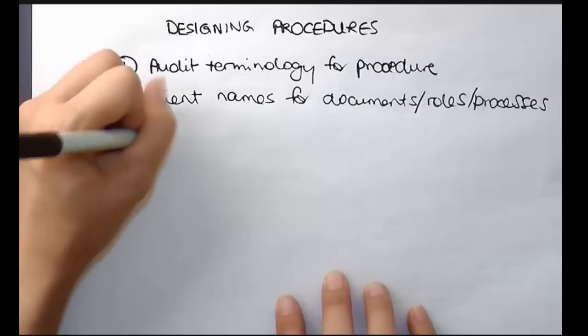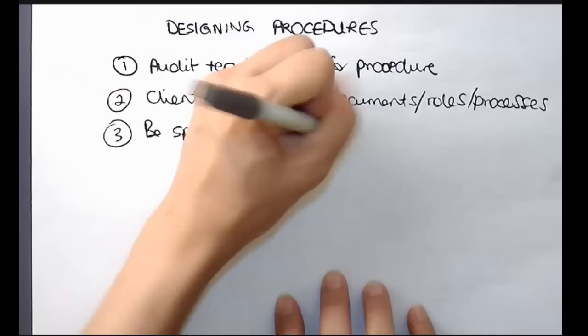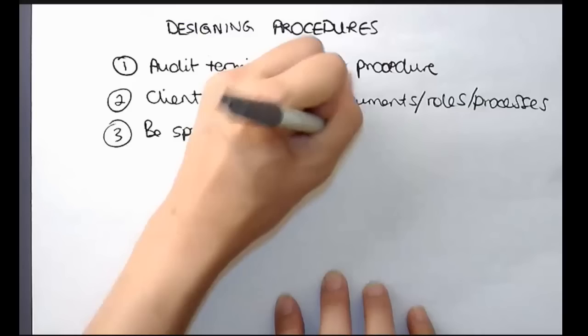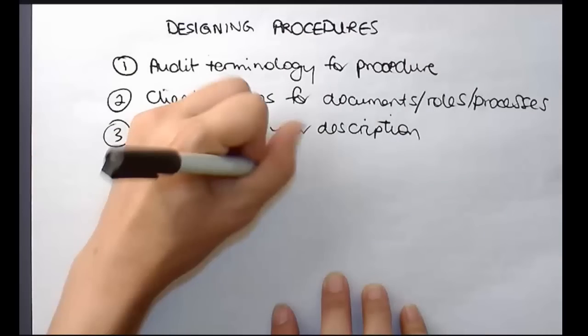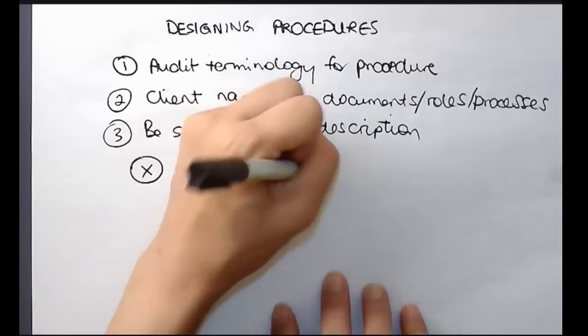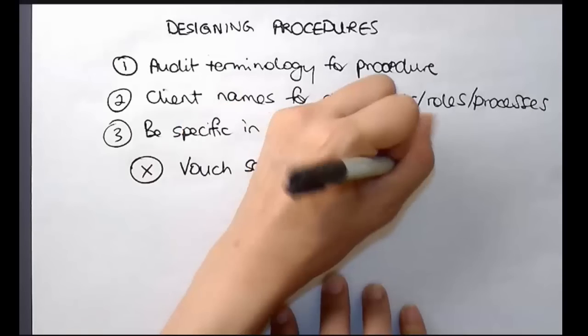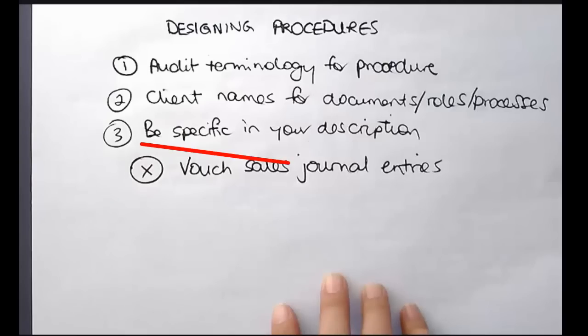An example of what not to do, but we actually see some of these in our textbook, would be something like vouch sales journal entries. You might think, what's the problem with that? The problem with that is that we're not specific. We don't know what we're vouching it to. Are they called dispatch notes, called shipping documents? Something that would be more appropriate would be an example like this.